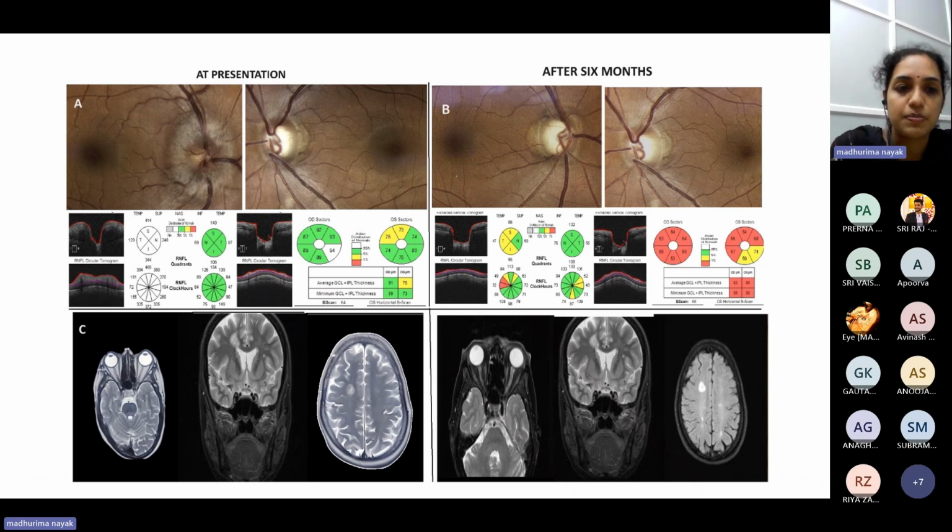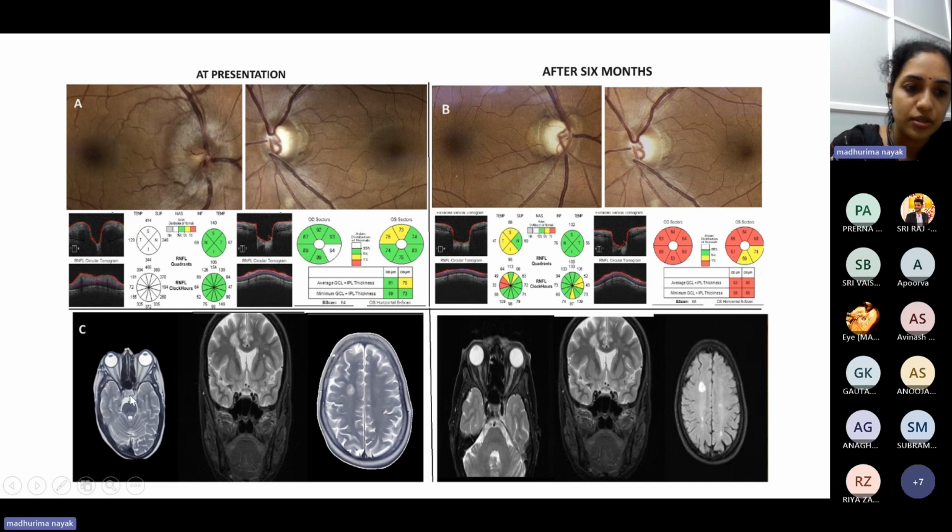So I'll tell you the story of this patient. This was at presentation, what we saw just now. Here, this is the RNFL map showing severely elevated disc, whereas on the right side it is normal. This is the GCL map which is showing almost normal, that means the axons are still viable here. But on the left side there is some minimal yellow, that means maybe thin, not very reliable.